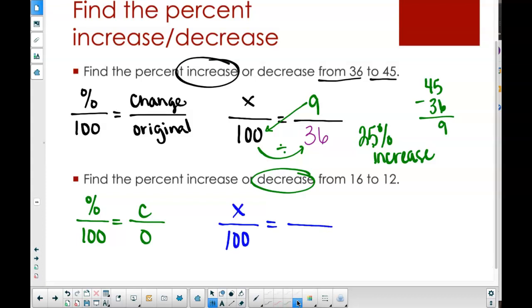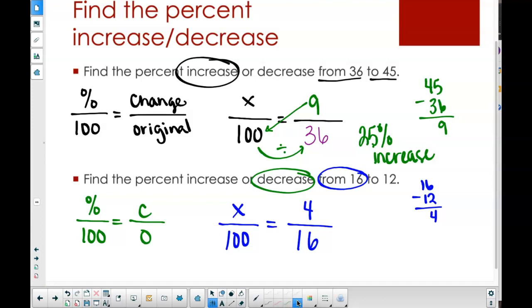Okay, I do not know the percent. Do we know how much it changed? It went from 16 to 12. How much did it change? 4, right? 16 minus 12 is 4. That's our change. What was the original? What did it start at? Savannah. 16. From 16, that's our original. Original just means what's the starting number.